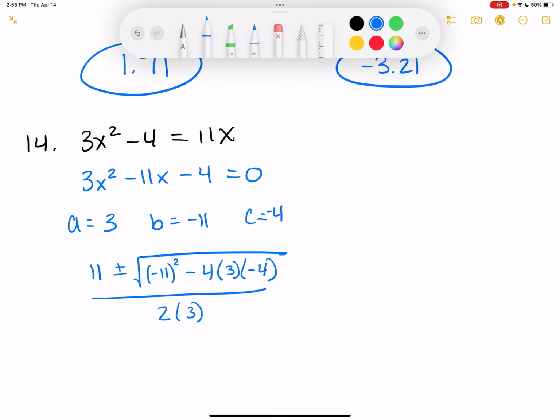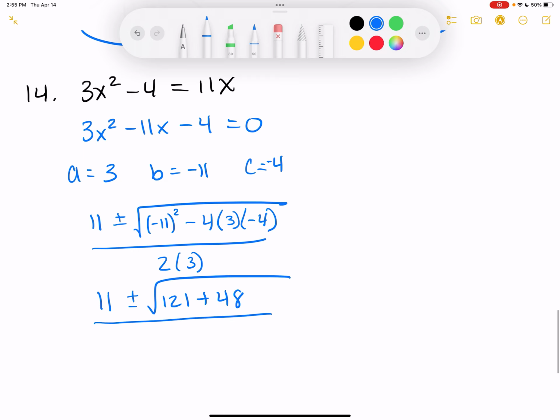So I have 11 plus or minus the square root of, we talked about with the negative 11, the negative, because it's getting squared, is going to become positive. So what is 11 squared? 121. Negative 4 times 3 is negative 12, times negative 4. You just did 12 times 3. 47, almost. 48. Plus 48 over 6.